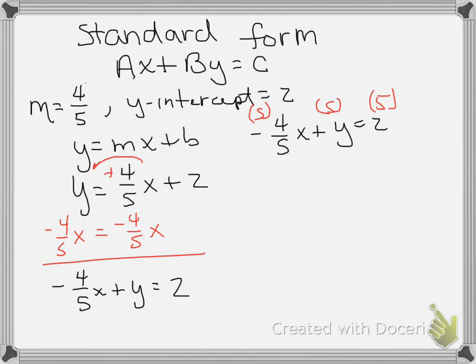All right, so in this problem we got 5 times 4 is 20, so it's like 20 over 5, that's a negative x, plus this is going to be 5y, and this is going to equal 10. 20 divided by 5 is going to be a negative 4, so I'm going to put negative 4 here.